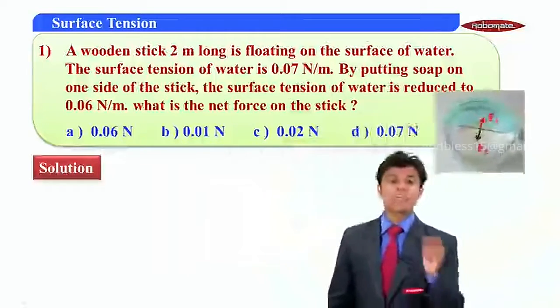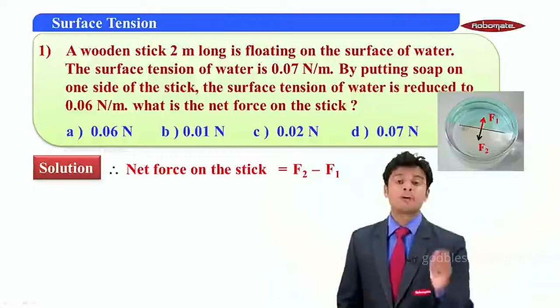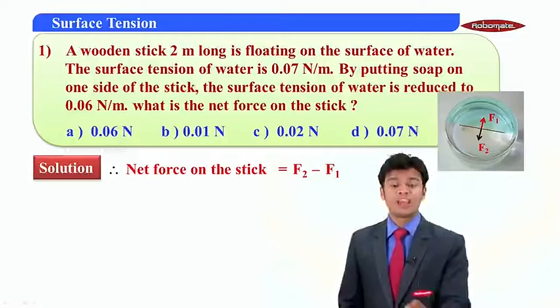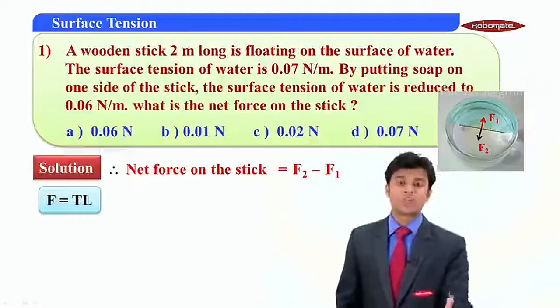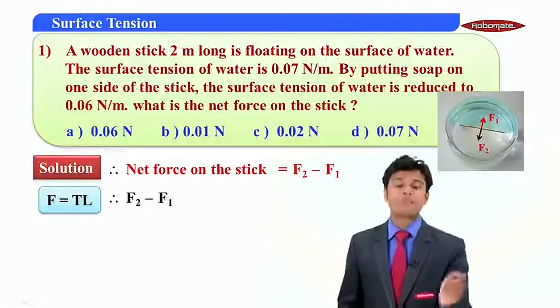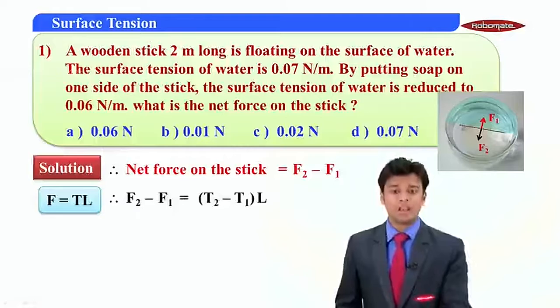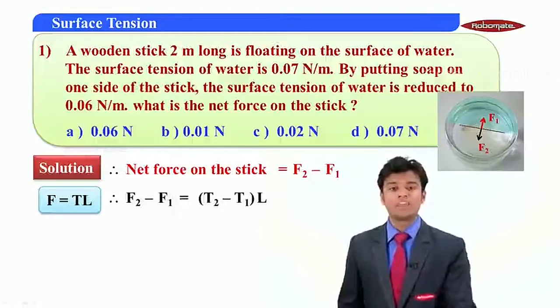Now I know that the weight of the wooden stick is balanced by the surface tension force, which is nothing but F2 minus F1. So I know that F is equal to TL. That means F2 would become T2 into L, and F1 will become T1 into L. If I take L common, F2 minus F1 would be T2 minus T1 into L.